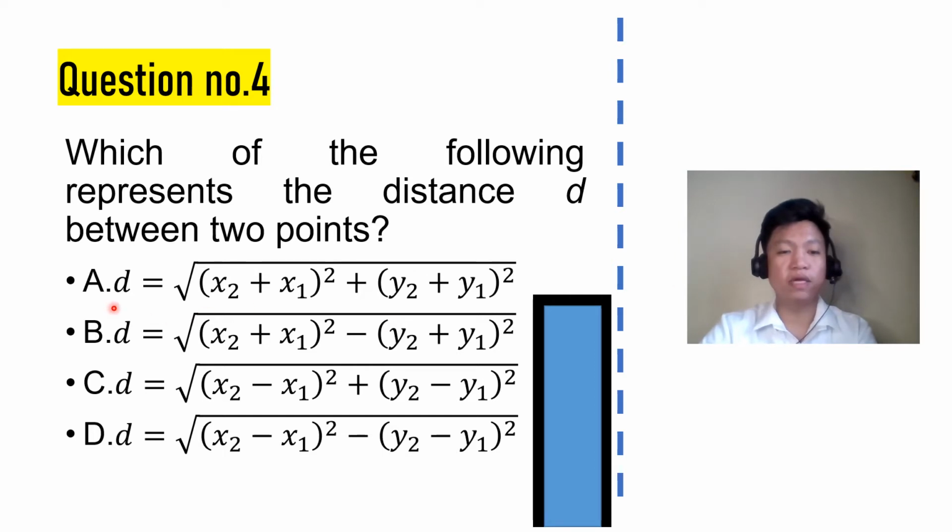Okay. Is it A, D is equal to the square root of the quantity x sub 2 plus x sub 1 squared plus the quantity y sub 2 plus y sub 1 squared? Or B, square root of the quantity x sub 2 plus x sub 1 squared minus the quantity y sub 2 plus y sub 1 squared? Or is it C, the square root of the quantity x sub 2 minus x sub 1 squared plus the quantity y sub 2 minus y sub 1 squared? Or D, the square root of the quantity x sub 2 minus x sub 1 squared minus the quantity y sub 2 minus y sub 1 squared? Go!